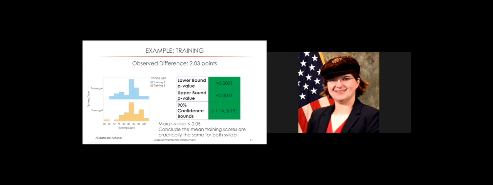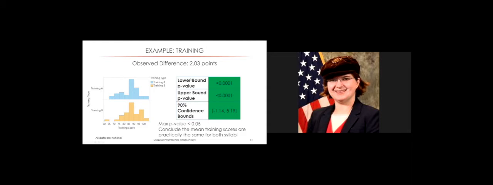So again, here's our data. We've got Training A, which was the previous syllabus. Training B is an independent set of students who went through the new syllabus but took the same kind of final test and got a score. They look pretty similar. The observed difference is about 2 points. So that's looking pretty good, right?